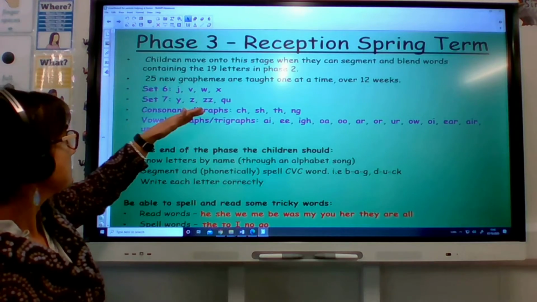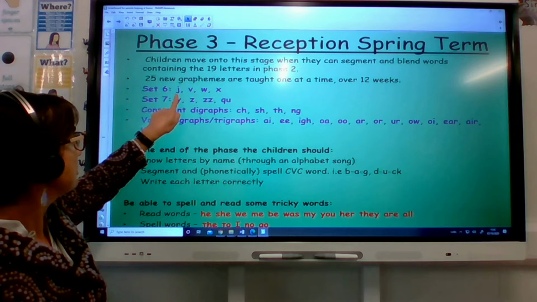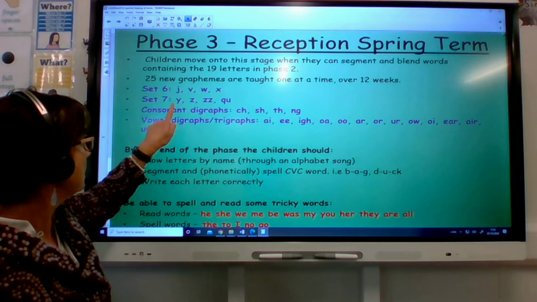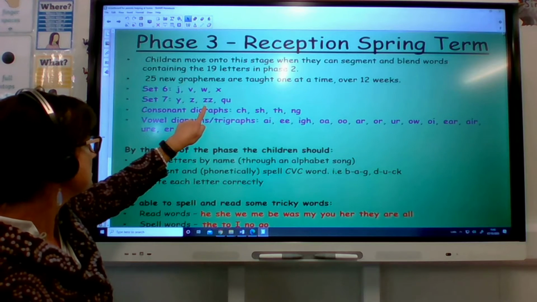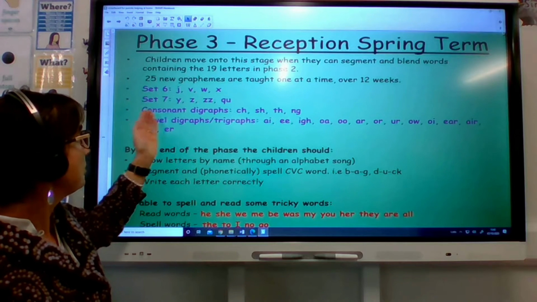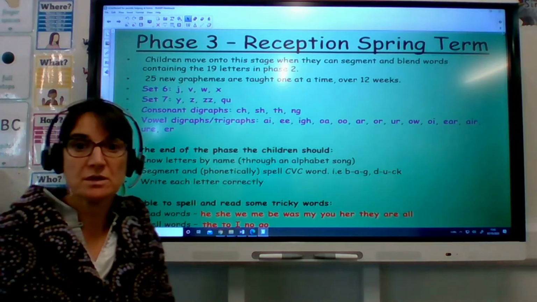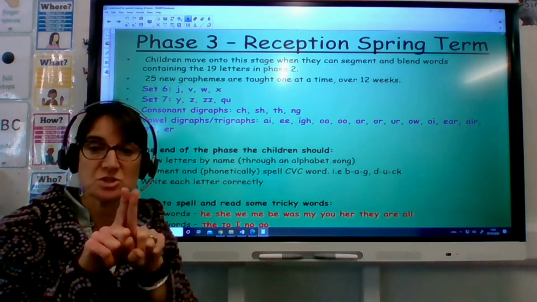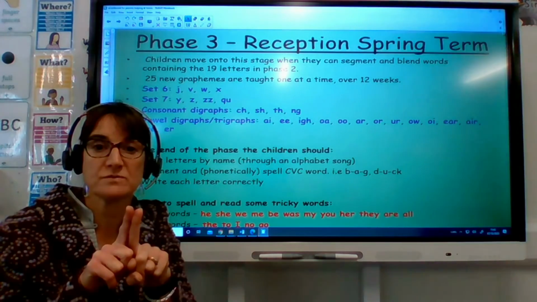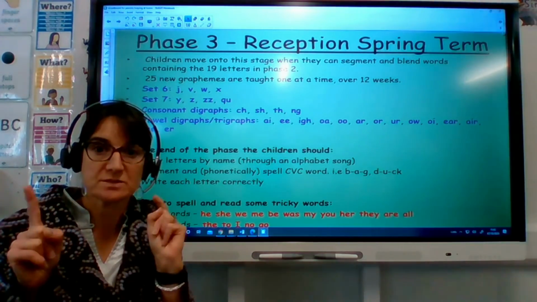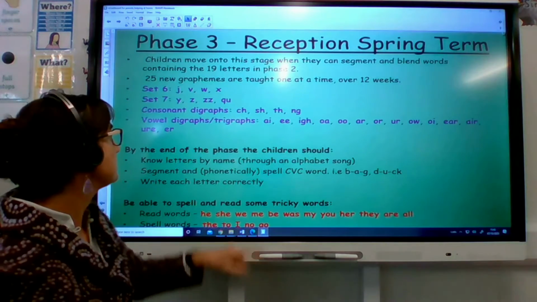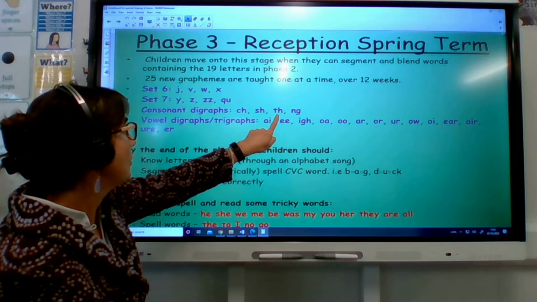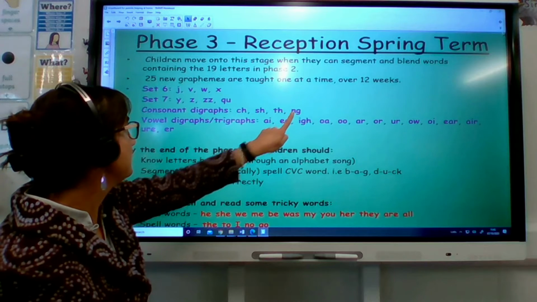Phase 3 moves on to other sounds. So we've got j, v, w, x, y, z, zz, qu. Then we move on to digraphs. Digraphs are two letters that make one sound. The children learn that term digraphs. They know it's two letters that make one sound, like ch, sh, th, or ng.